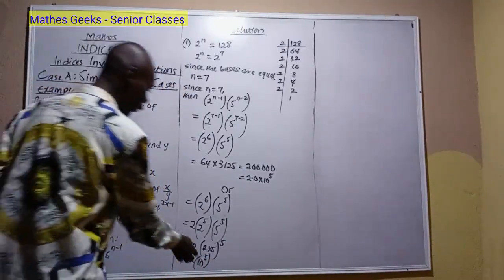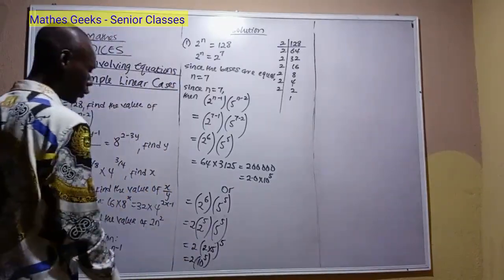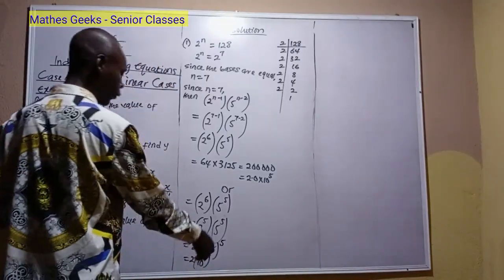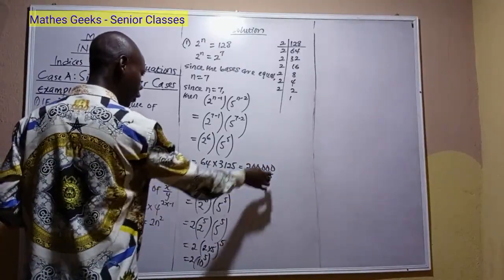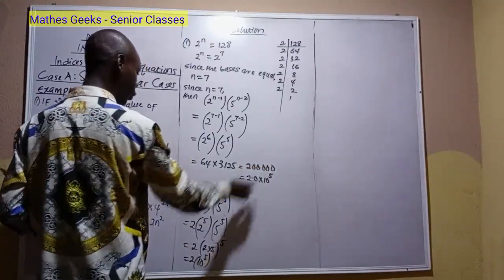So it's the same thing. If you open this bracket, that's 2 times 10 raised to the power 5, you're going to have 2.0 times 10 raised to the 5, still the same thing, 2 times 10 raised to the 5, and that will give you 200,000.